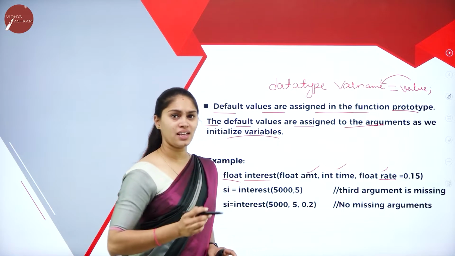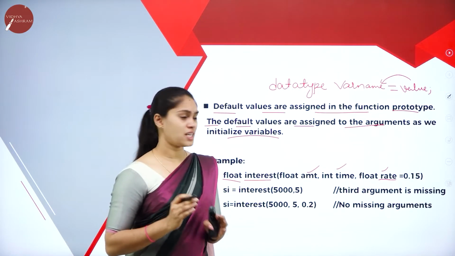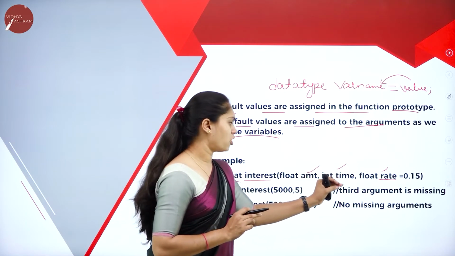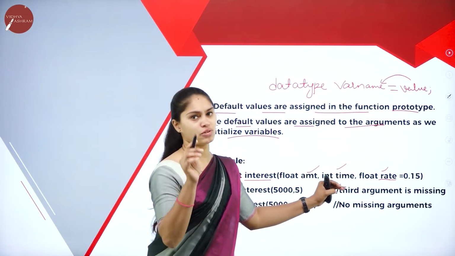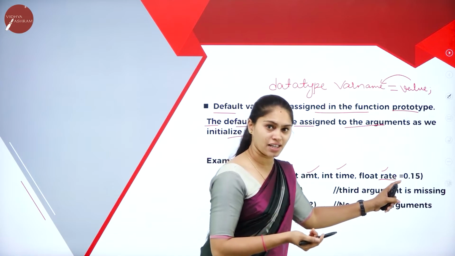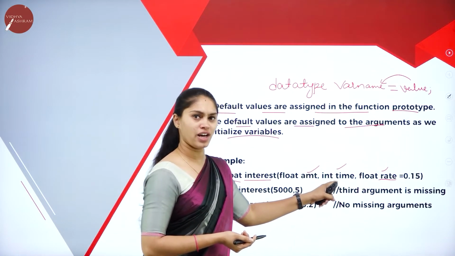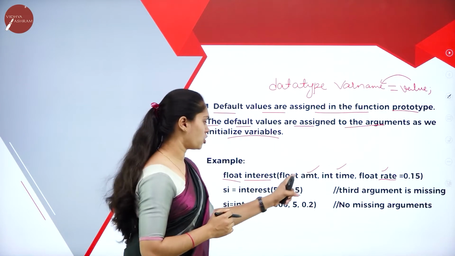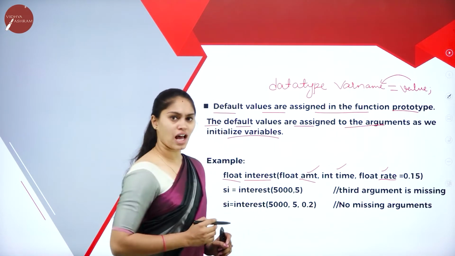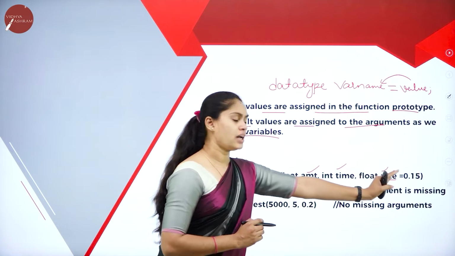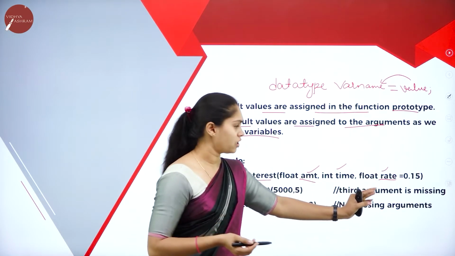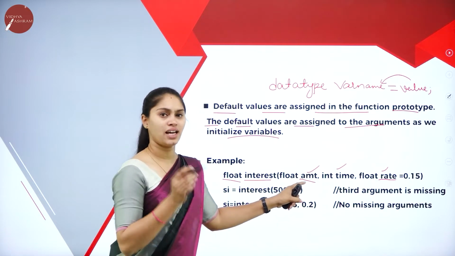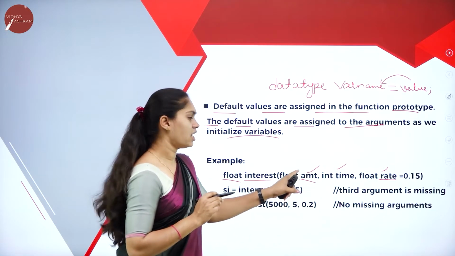And remember one thing, the assignment should take place from right to left. If I wanted to give some default value for this time, first I have to give the default value for this rate. Then only I can give the default value for time. So it has to take place from right to left. So if I wanted to give the default value for amount, I have to give the default value for rate as well as time, then only I am able to assign the default value for amount.